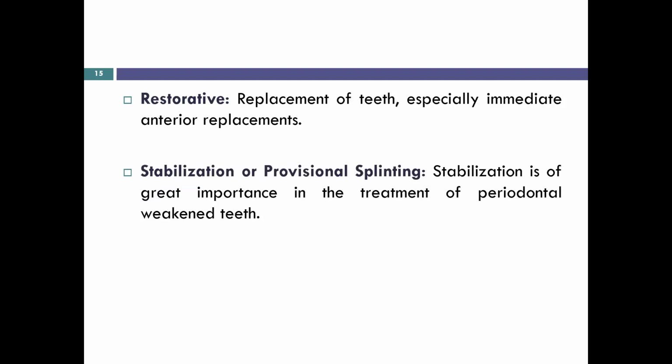In the restorative case, there is replacement of teeth, especially immediate anterior replacement. Immediately they will get temporary crowns which will be aesthetically pleasing. Stabilization or provisional splinting: stabilization is of great importance in the treatment of periodontally weakened teeth. So basically, if the teeth are periodontally weak, we will be splinting them. We will join them, so it leads to stabilization.